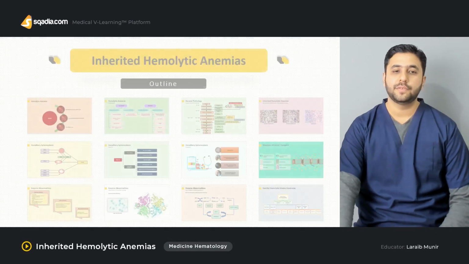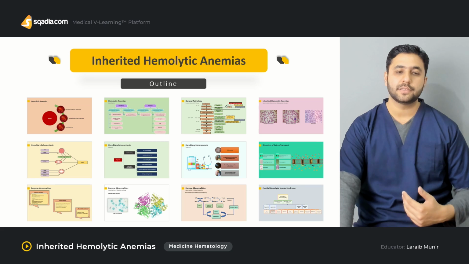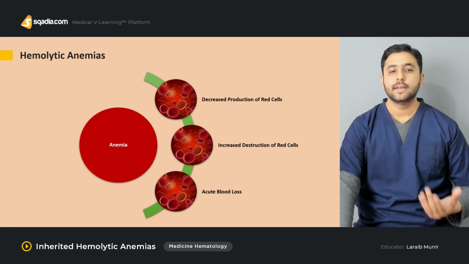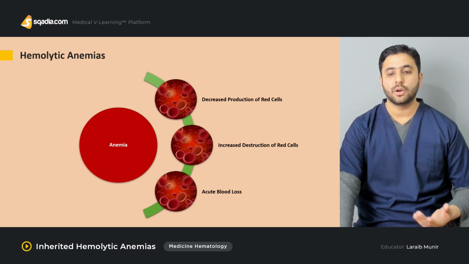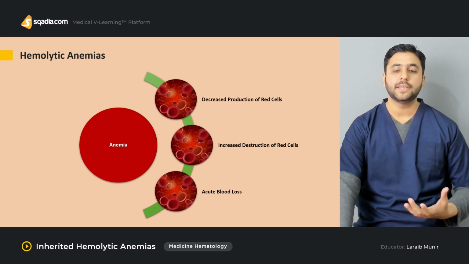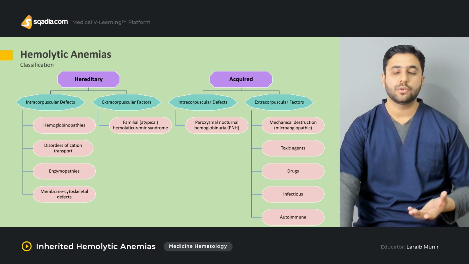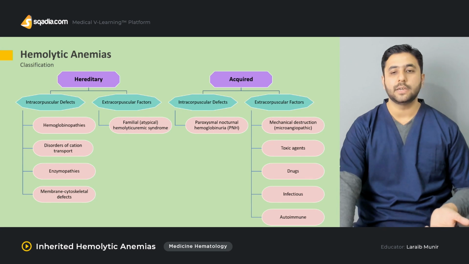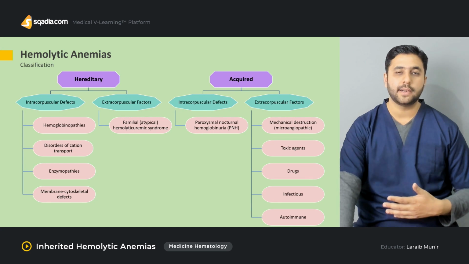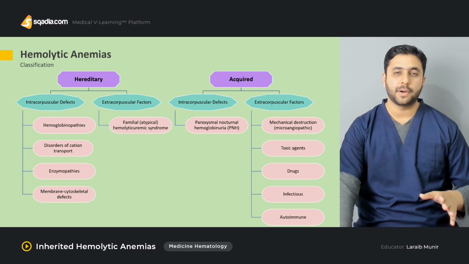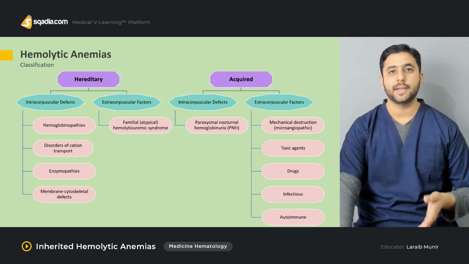We are going to start off by discussing the various types. Specifically, hemolytic anemia can be because of decreased production, increased destruction, or acute blood loss. The major concern in this lecture is the increased destruction of the RBCs. Then we are going to classify the hemolytic anemias into the hereditary and the acquired types. This part of the lecture deals with the hereditary anemias, and then we are going to discuss the acquired anemias in the coming lectures.